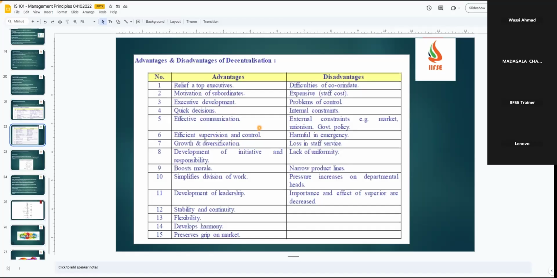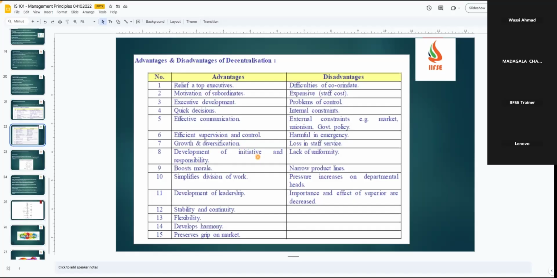Effective communication. When we talk about decentralization, the communication is also very effective. Efficient supervision and control. Because of decentralization, the supervision also should be increased. Growth and diversification. Diversification in the sense that you will go to different departments to get things done. The growth will also be higher for the employees who are taking the roles.